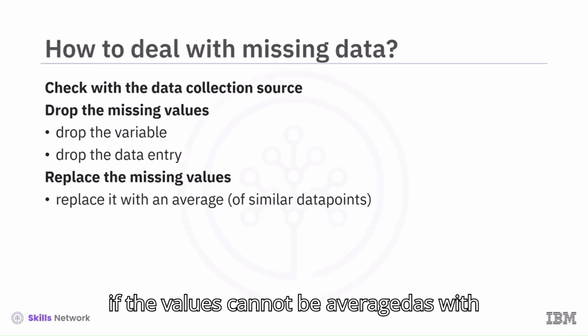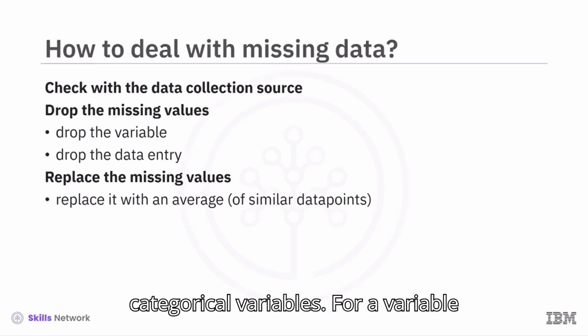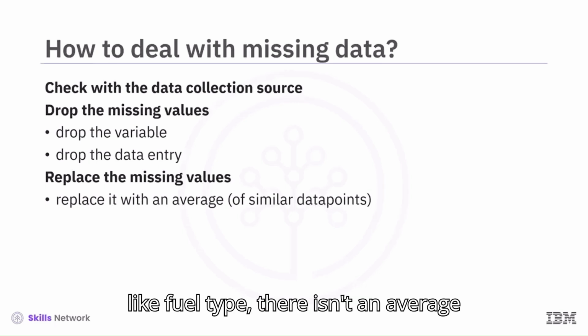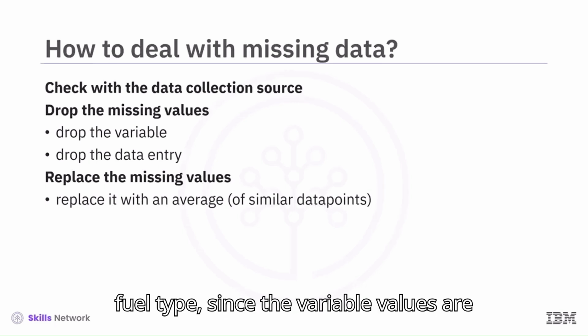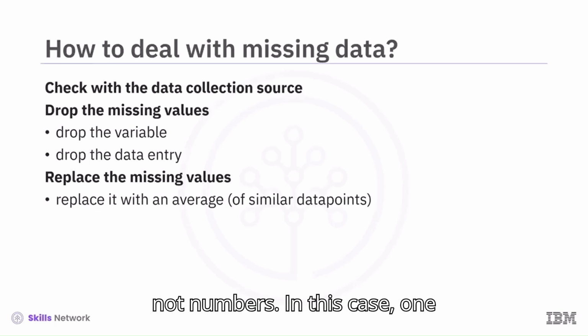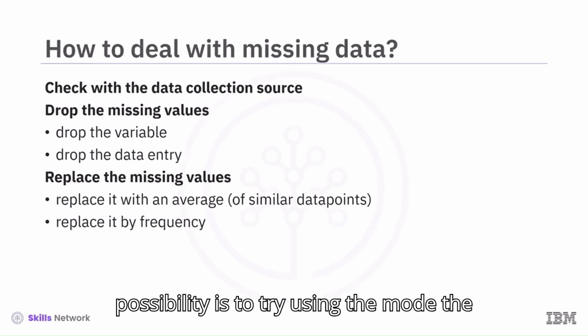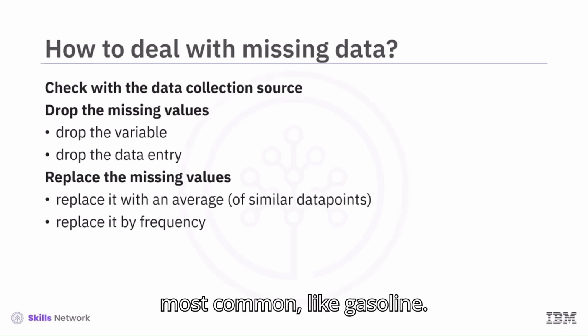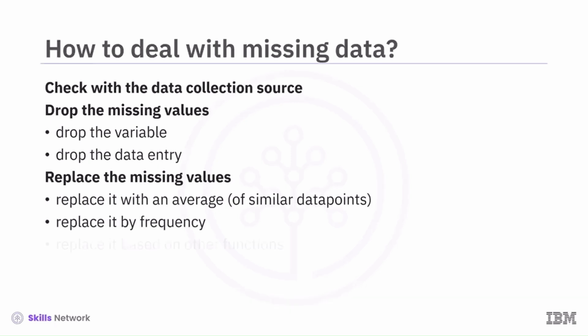But what if the values cannot be averaged, as with categorical variables? For a variable like fuel type, there isn't an average fuel type, since the variable values are not numbers. In this case, one possibility is to try using the mode, the most common, like gasoline.